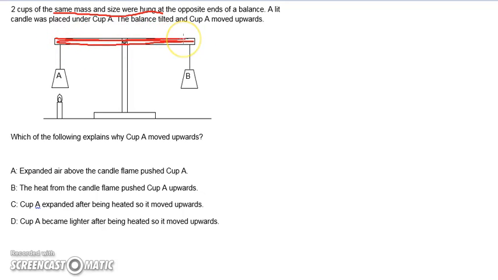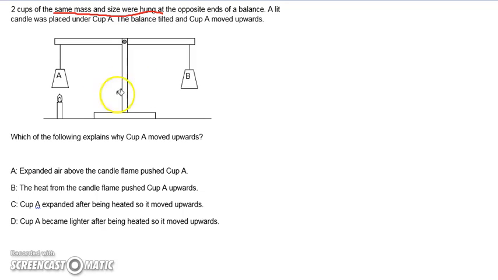That's how a balance works. This beam will be perfectly horizontal only if the mass hung here and the mass hung here, at equal distance from the center, are perfectly the same in terms of mass. So we know that cup A and cup B are exactly the same in terms of their mass.